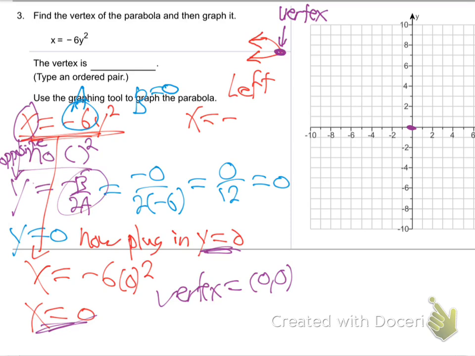Now, is this one going to go up, down, right, or left? Well, we've already decided it's going left because it's x equals negative. X equals negative means left. Well, okay, so how do we find exactly how far left? Well, remember the number in the front is a slope, isn't it? X equals minus 6y squared. Remember, you put that over 1, and it's a slope.